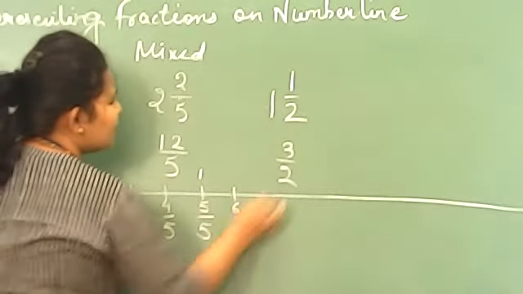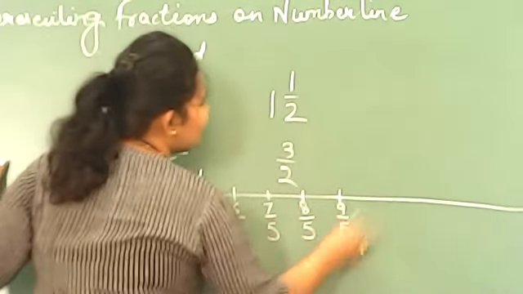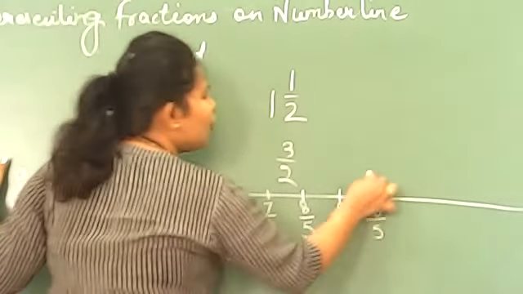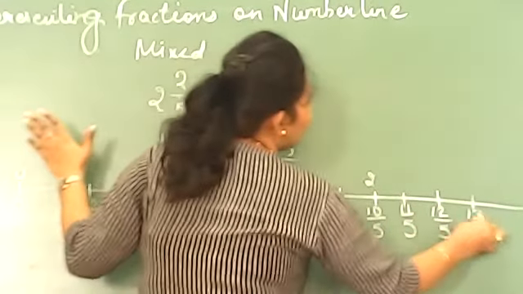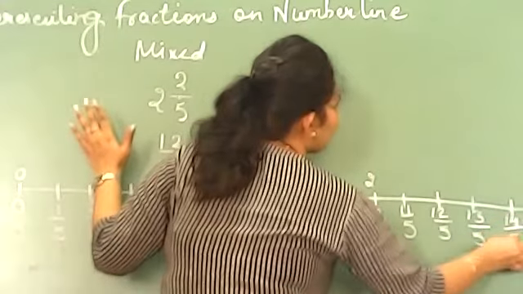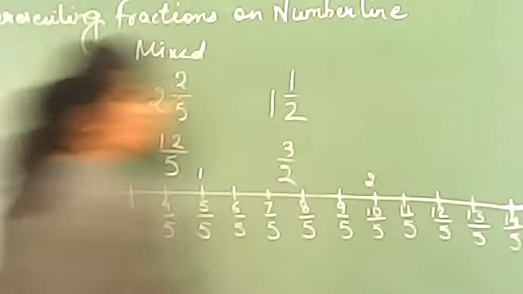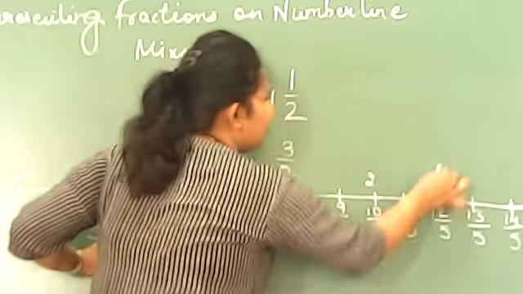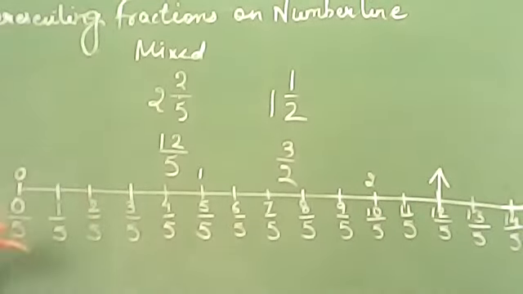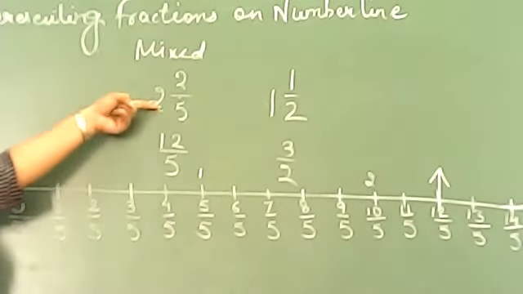Then 6 by 5, 7 by 5, 8 by 5, 9 by 5, 10 by 5 means 2 whole, 11 by 5, 12 by 5, 13 by 5, 14 by 5, 15 by 5. 15 by 5 means what? 3 whole. We have done it till here. Now can you tell me what we wanted in the question? 12 by 5. So this is our 12 by 5. But tell me, do we really want 12 by 5? We want 2 whole 2 by 5, not 12 by 5.